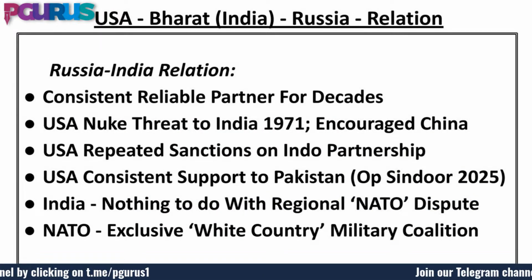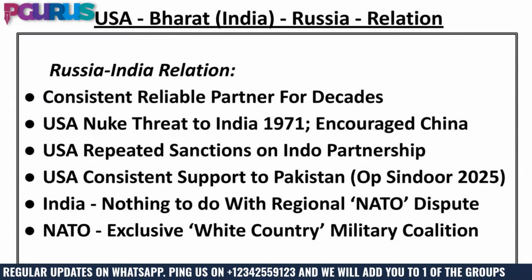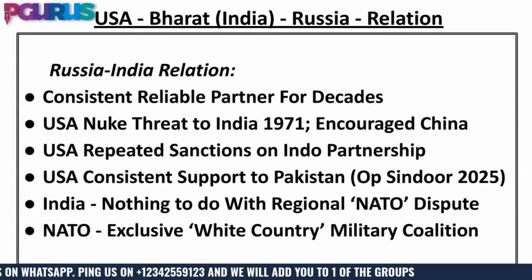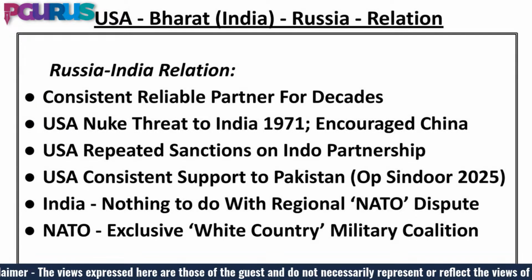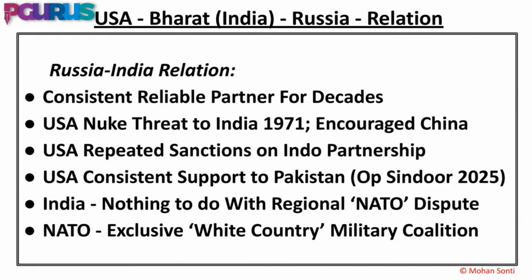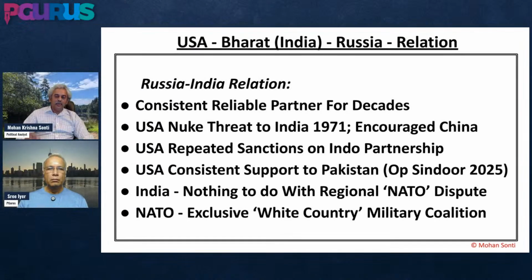Now, the last part is about the Russia-India relation. Russia has been a very consistent, reliable partner for decades. Now, USA did threaten to nuke Bharat in 1971, and it did encourage China to go and attack Bharat in 1971, despite the fact that Pakistan was a military dictatorship which sponsors terrorism, a state-sponsored terrorist nation. And it was proactively doing a genocide in Bangladesh.